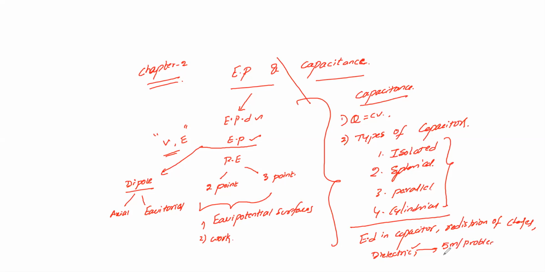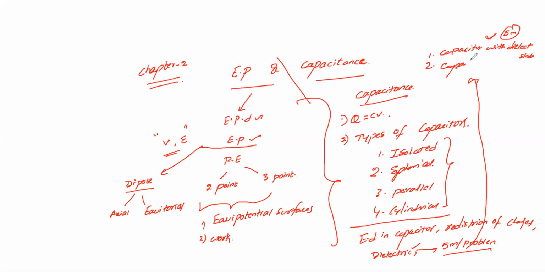So the concept is dielectric slab. I'll write here itself. There are two relations. One is capacitor with a dielectric slab. This relation is important. It was a 5 marks question along with the problem. Easy only and important. And the next one is capacitance with the conducting slab. So these are your contents in electrostatic potential and capacitance.